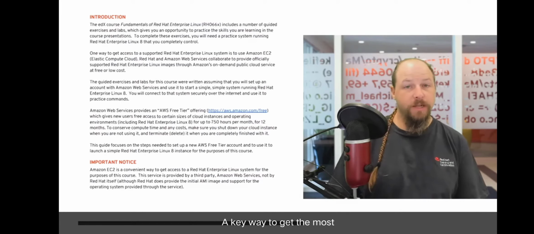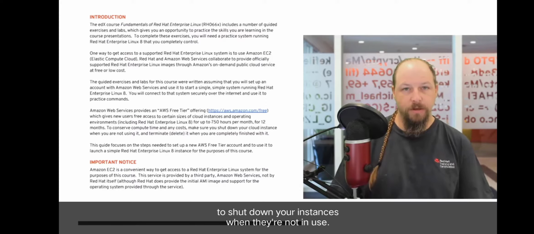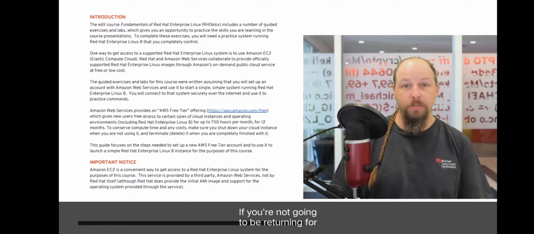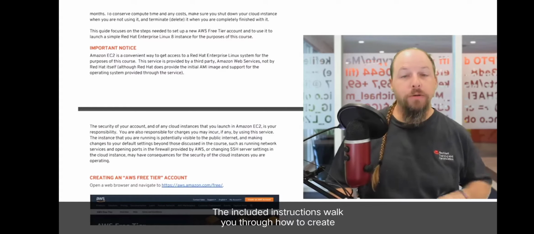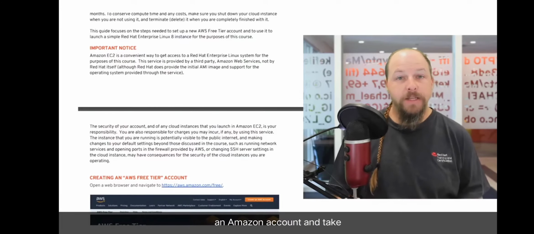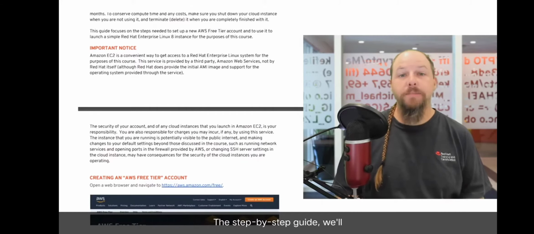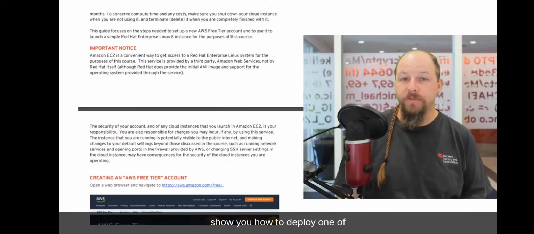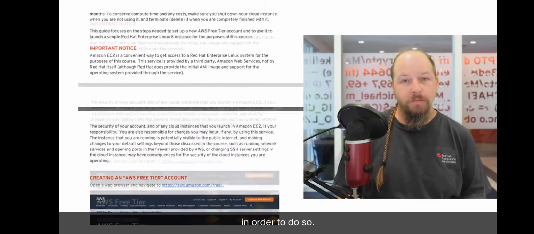A key way to get the most out of this service is to make sure to shut down your instances when they're not in use. If you're not going to be returning for long periods of time, terminate the instance. The included instructions walk you through how to create an Amazon account and take advantage of the free tier systems. The step-by-step guide will show you how to deploy one of these free tier servers and utilize a Red Hat Enterprise Linux version 8 image in order to do so.